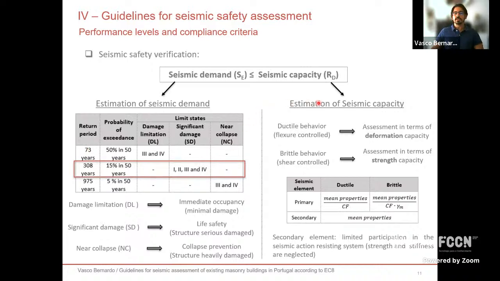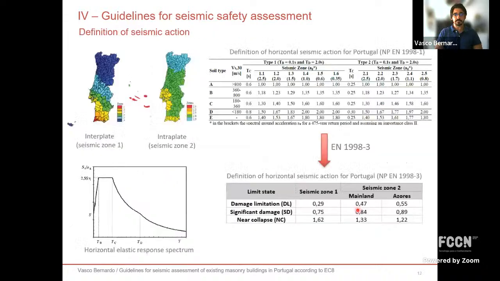The estimation of the seismic capacity depends on the type of mechanism that we have in our elements. So for a ductile behavior, the assessment is performed in terms of deformation, while for a brittle behavior, the assessment is done in terms of strength capacity. For a primary seismic element with a ductile behavior, the mean properties have to be divided by the confidence factors, while for a primary seismic element with a brittle behavior, they are divided by the confidence factor and the partial safety factor. For a secondary seismic element, only the mean properties of the material are used.